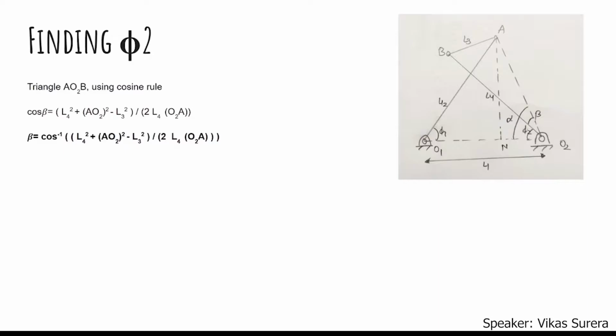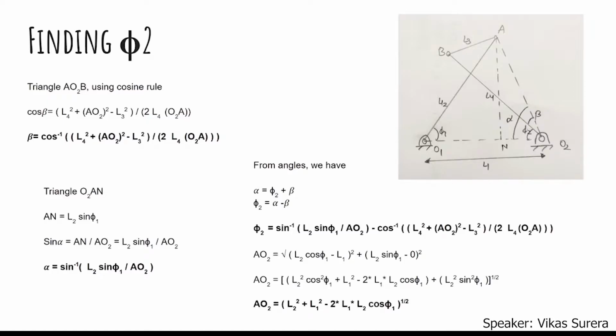We can find beta in the triangle AO2B using the cosine rule. We can also determine alpha in triangle ANO2. We can get phi2 as alpha minus beta. The length AO2 is also a function of phi1, therefore phi2 is a function of phi1.